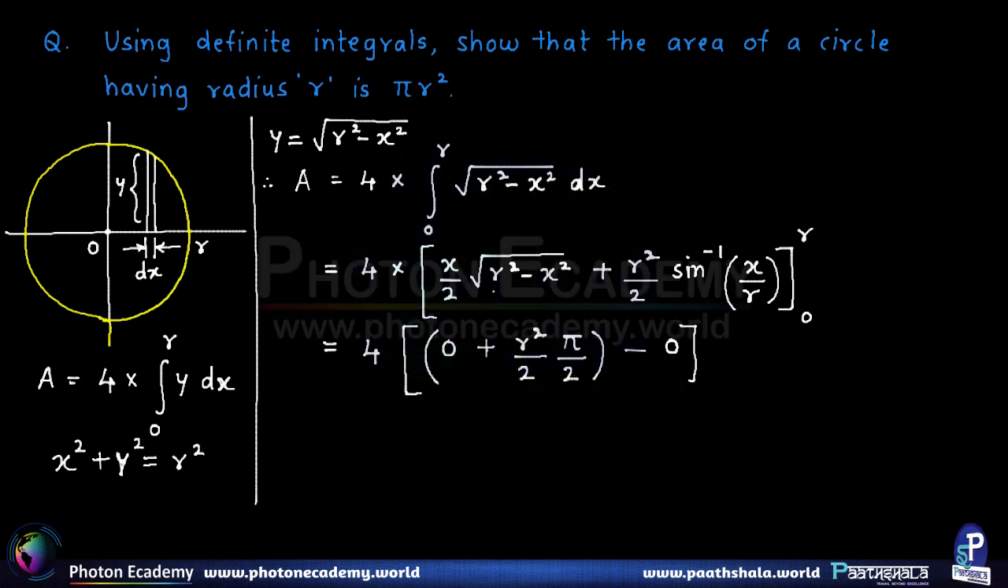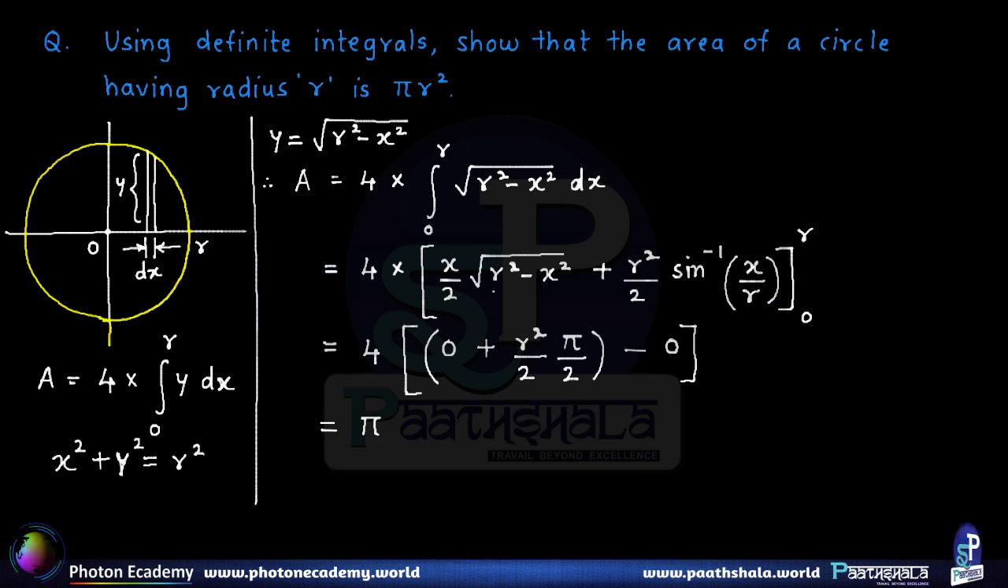For solving further, if we open the bracket, we will see that 4 will get cancelled out, and therefore we are left with pi r square as the remaining expression. So we have proven that the area of the circle with radius r is equal to pi r square with the help of the definite integration approach.